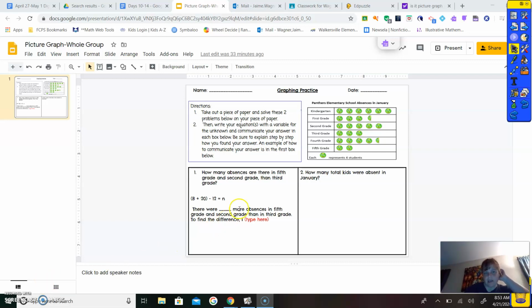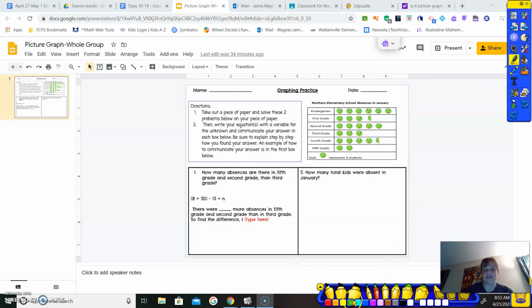Our first question says, how many absences are there in 5th grade and 2nd grade, then 3rd grade? Many times when you're asked a question, you might have to reread it a few times in order to better understand what the question is asking of you. So I'm going to reread that question. How many absences? Again, an absence is when somebody is sick and they don't come to school for the day. How many absences are there in 5th grade and 2nd grade? Now, when it says 5th grade and 2nd grade, that "and" tells me that I'm going to need to combine the numbers that relate to those 2 things. So I'm going to be adding.